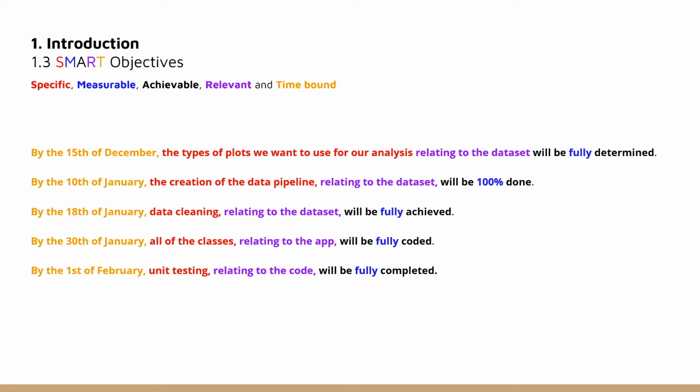To determine the project objectives, we use the SMART template, which helps us generate specific, measurable, achievable, relevant, and time-bound targets. Hence, this method contributes to staying focused on what needs to be put in place and how we can achieve the project goals. We set ourselves 10 SMART objectives for this project. One example for these is that by the 1st of February, unit testing relating to the code will be fully completed.